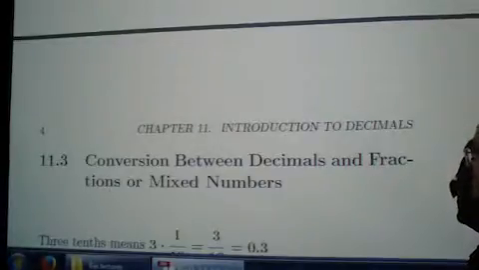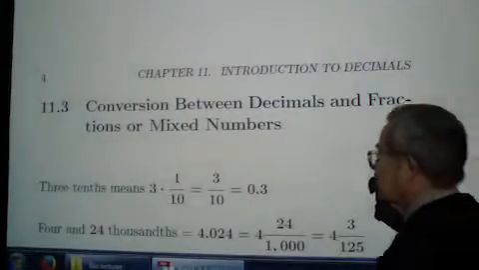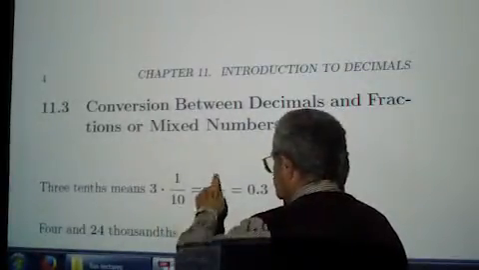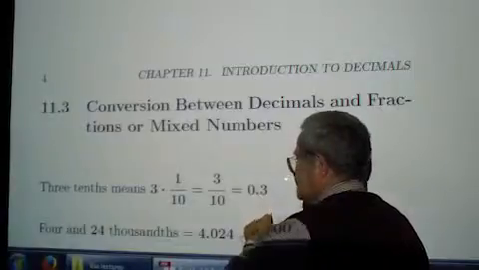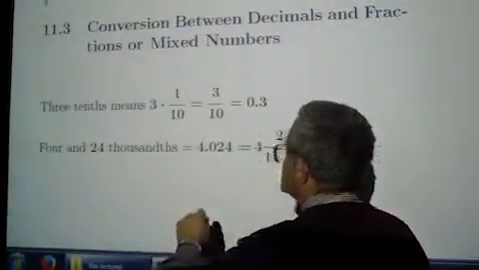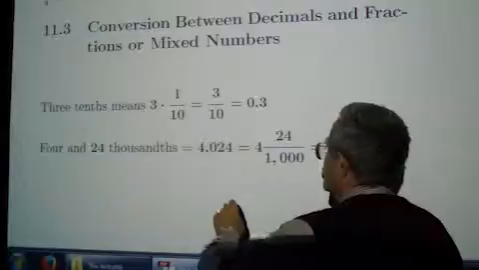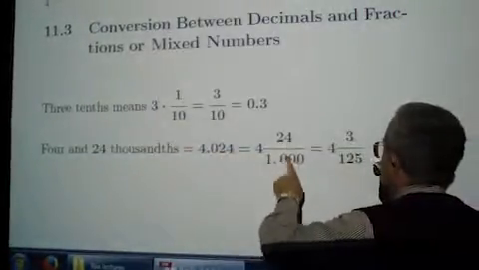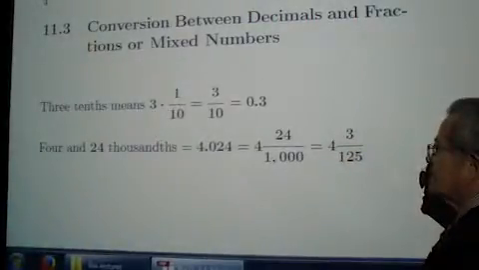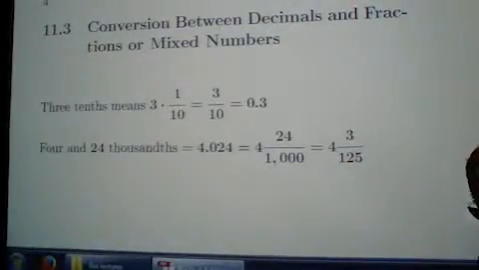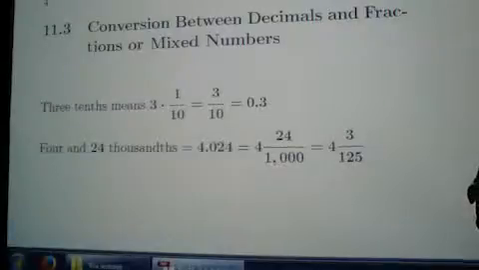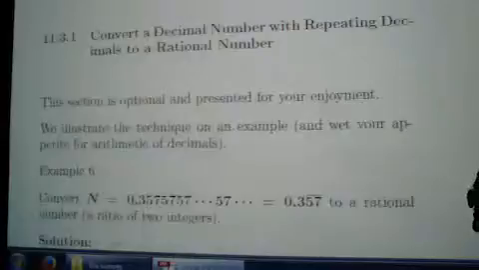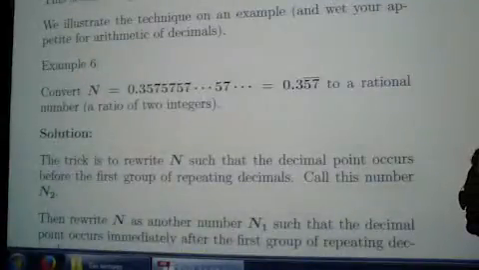Conversions between decimals and fractions or mixed numbers. 3 times 1/10 is 3/10, and this is 3/10. 4 and 24 thousandths, this way, which you can reduce to 4 and 3/125. This section is optional, so I'm going to forget about it.